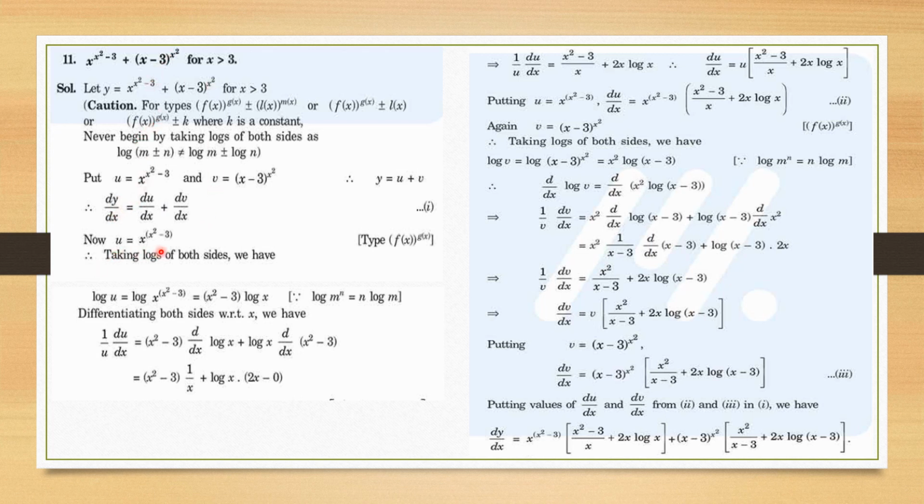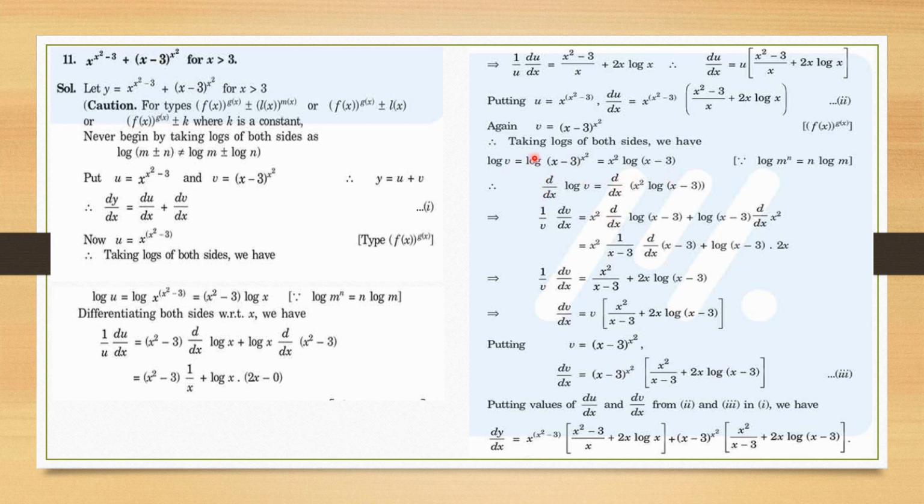So take this u as a separate function, take log both sides. Now the derivative I think is not going to give you trouble. It is x square minus 3 into 1 by x plus log x into the derivative of this term, which is 2x. And take u to the other side, put all the values, and you'll be getting du by dx as this complete term. Similarly, v can be differentiated by using logarithmic differentiation.